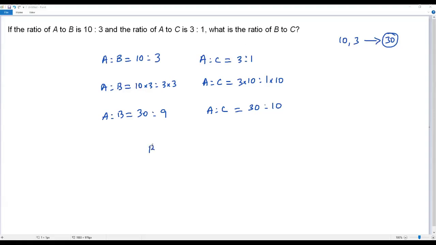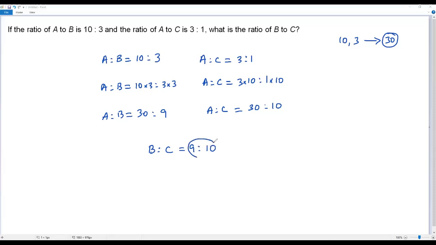Our aim is to find the ratio of B to C. For that, we have to get the number corresponding to B in the first ratio, that is 9. So we can plug in 9 for B over here. And now we have to get the number corresponding to C in the second ratio, that is 10. So we can plug in 10 for C over here. We got the ratio of B to C, that is 9 to 10.